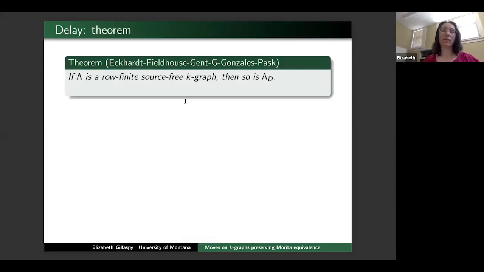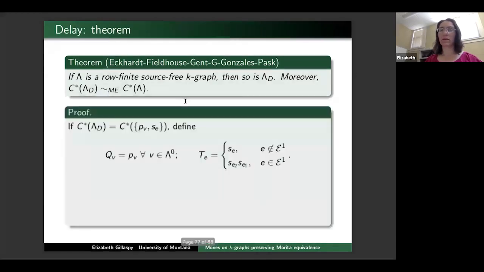So that's the first part of the theorem that we proved about delay with Caleb and Kit Fieldhouse, Daniel Gent, Ian Gonzales, and David Pask: if you start with a row finite source free K-graph, lambda D is also row finite and source free, and its C-star algebra is Morita equivalent to the C-star algebra of the K-graph we started with. So here, again, we define a Cuntz-Krieger lambda family inside of C-star lambda D. So we just take the projections to be the same.